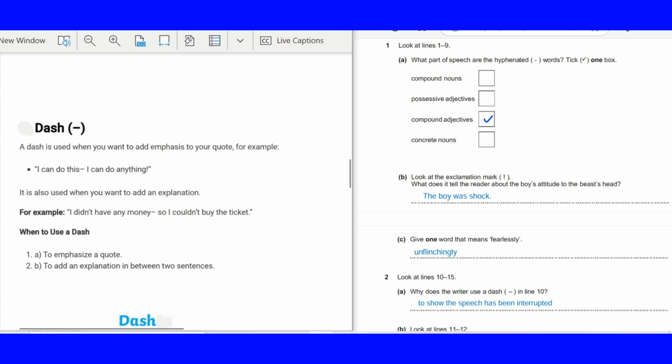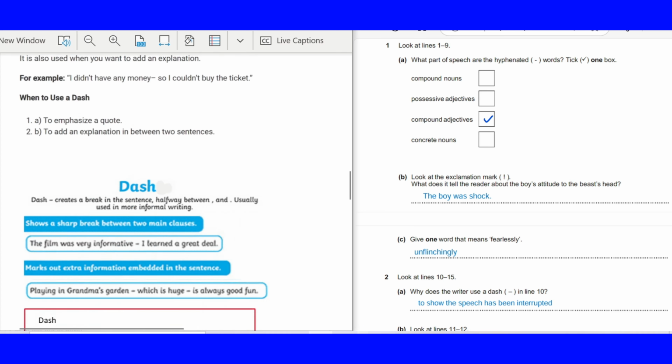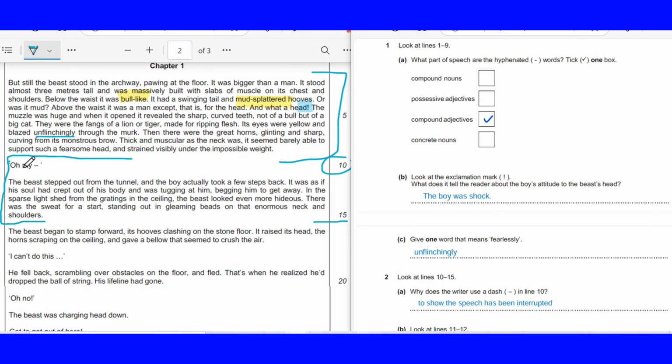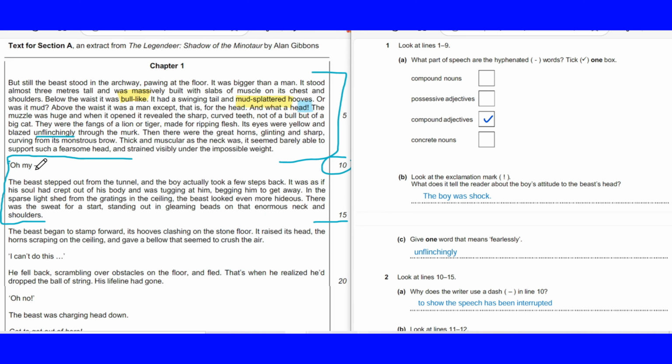Or you can also say the function of a dash is to add an explanation between two sentences. This might be used in another story or in other sentences. For example: I didn't have any money, dash, I couldn't buy a ticket. So that is explanation. There are many functions of a dash. In this sentence it is to add explanation, or to show a longer pause or a break between two sentences. So in here, the dash is to show the interruption of the speech. Alright, let's move on to the next question.